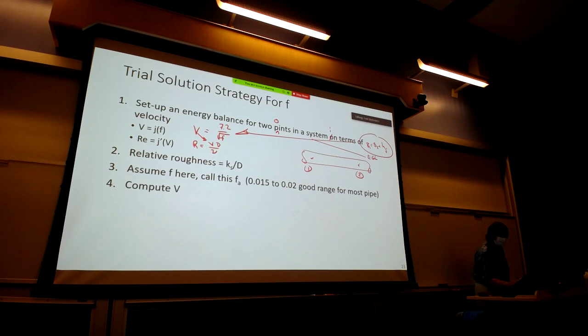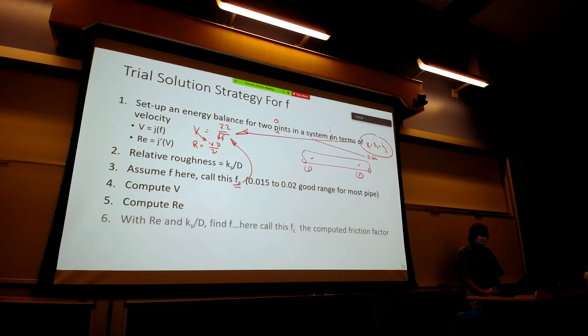Once you have a friction factor from step 1, you can now calculate the velocity. The only thing that prevented you from calculating the velocity in step 1 was the friction factor. You didn't know it, but now you just guessed it. So now you can compute the velocity, which means you can compute the Reynolds number. With the Reynolds number and the relative roughness, you can either go to the Moody diagram or use one of the equations and find the friction factor. And here we're going to call it FC, the computed friction factor.